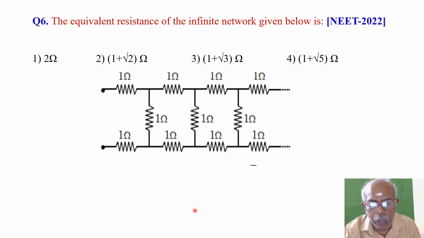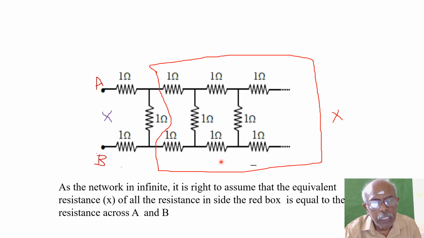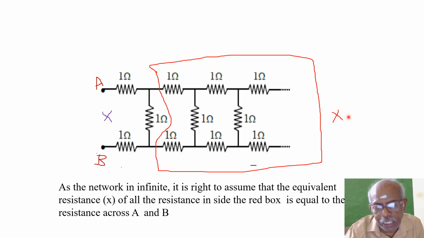For that, you have to redraw the figure like this. I have given you a red box. The total resistance up to this box, meaning all the resistance beyond this, how many sections are there? It is infinite. That is X. And we also assume that the resistance across A and B is also X. The value of X between A and B is what we are going to find out.